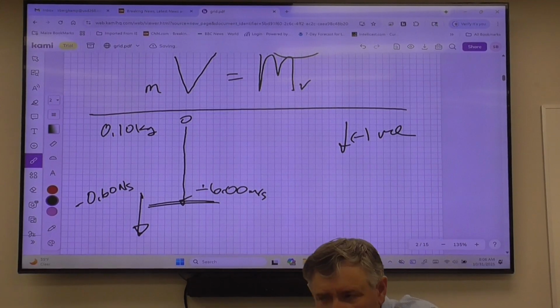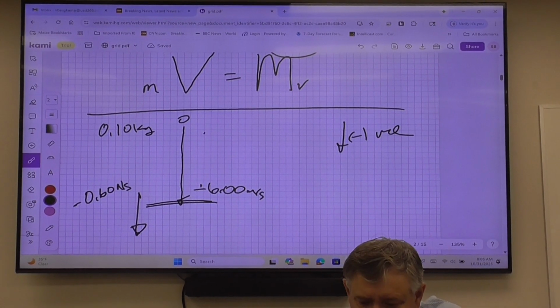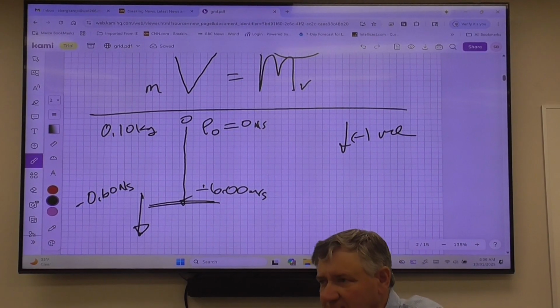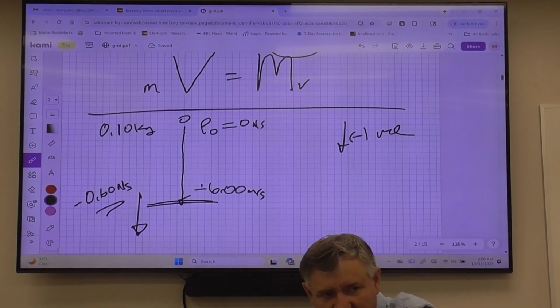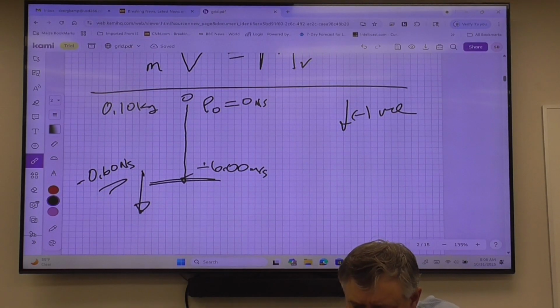What was the initial momentum of the ball? 0. So P naught is going to be equal to 0. It doesn't have any momentum. Right as it hits the ground, it has a value of negative 6. Cool. So look at it this way.